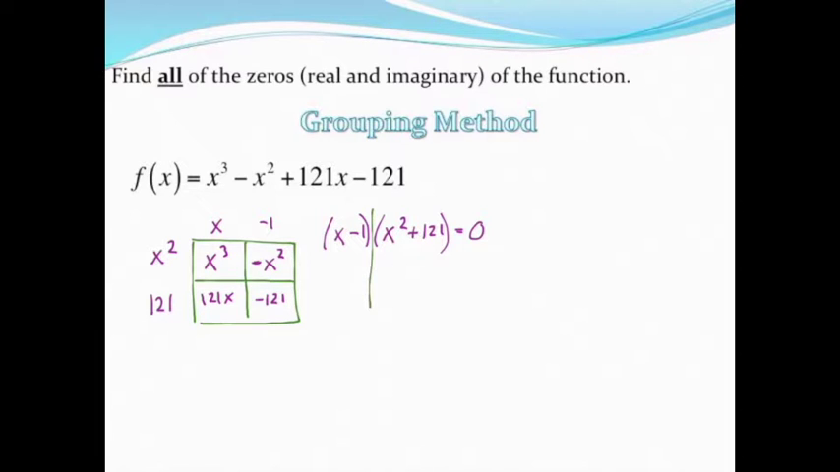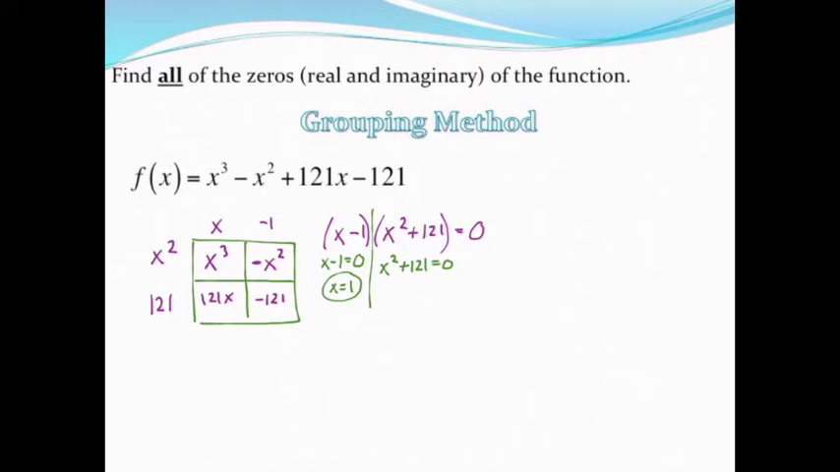So what I'll do is I'll put each parentheses equal to 0 and then find my zeros, my 3 answers. Sorry, this time I have 3. So I will set x minus 1 equal to 0 and add 1 to both sides. So x equals 1 is going to be one of my solutions, one of my zeros. The other side, I cannot factor that, but I can solve this. So x squared plus 121 needs to equal 0.